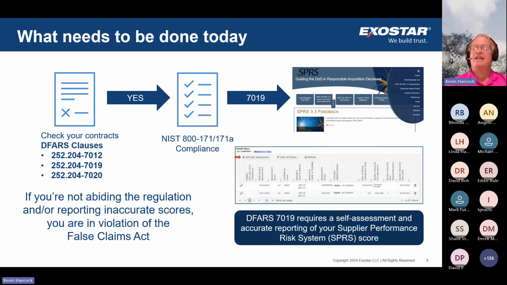If you've got that 7019 clause, you then go into the Supplier Performance Risk System. That's that SPRS thing that you see up there on the slide, and enter in your current score of how you've done in implementing NIST 800-171.